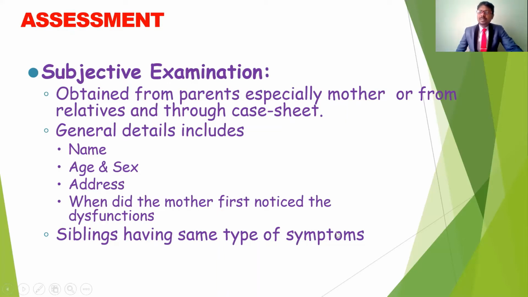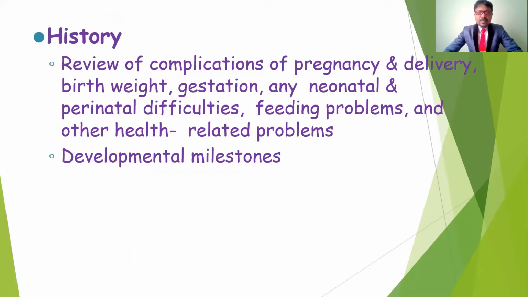And also we have to know whether the siblings have the same type of symptoms. If any patient comes with the mother, we have to know whether any other siblings have the same symptoms, because sometimes where there are genetic defects, these symptoms may commonly be seen in the siblings also. Maybe a younger brother or younger sister may have some genetic difficulties and abnormalities. So we have to know about any symptoms related to cerebral palsy in the siblings. And also we have to get the full history of the patient.